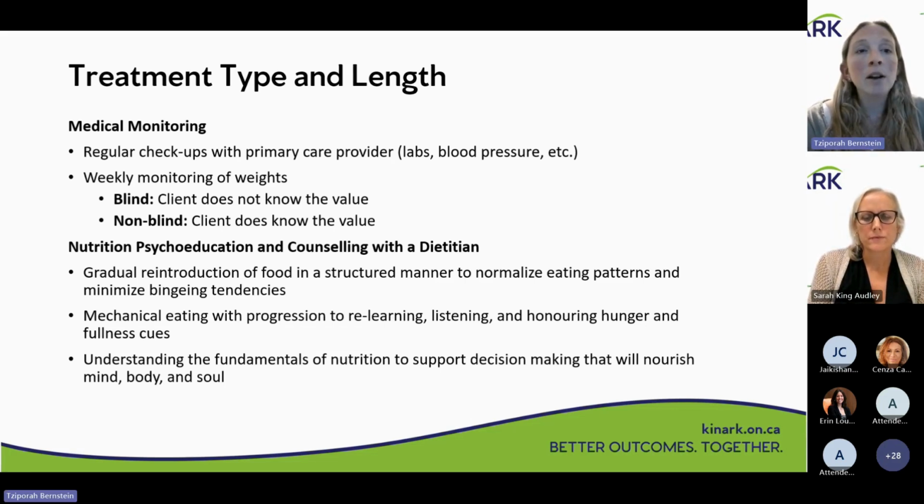So like I said, there's a lot of education and counseling as a dietitian on that nutrition piece. One of the goals, talking about working within a multidisciplinary team, is also really to support the work that is being done with everyone else, specifically the mental health clinician or the therapist. There's often a lot of overlap between those two roles because we're both working on food goals and reintegration of certain foods. So what we really want to focus on with renourishment is a gradual reintroduction of food in a very structured manner to normalize eating patterns and minimize binging tendencies.